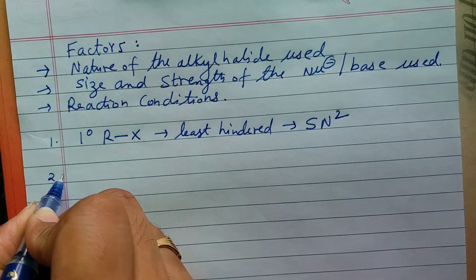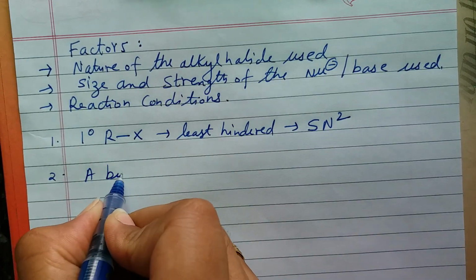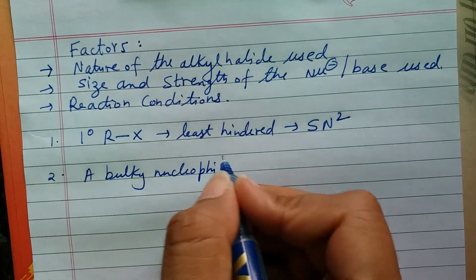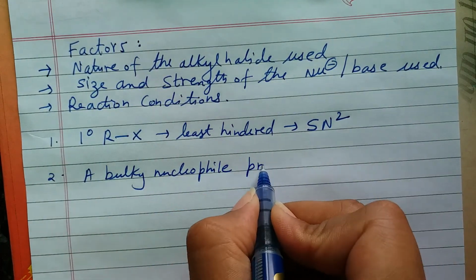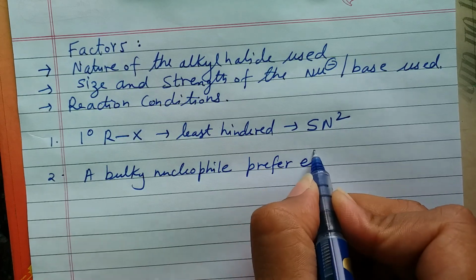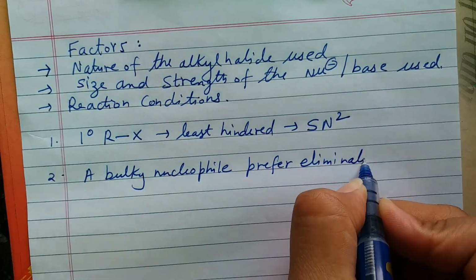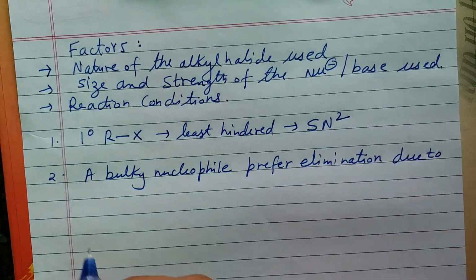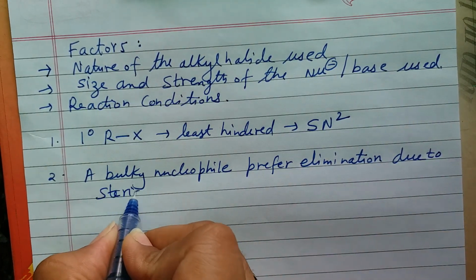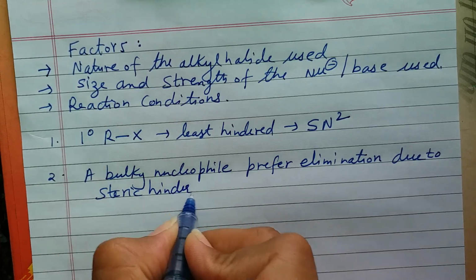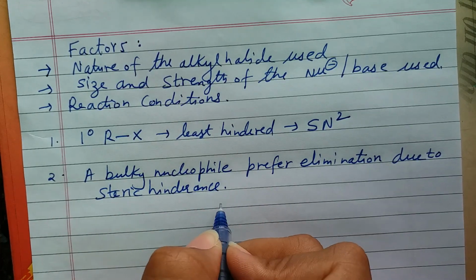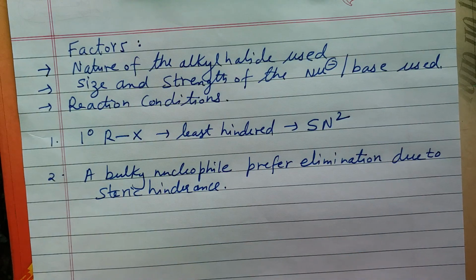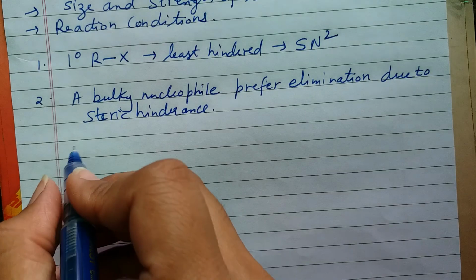Let's take up another example. A bulky nucleophile prefers elimination, and that's due to steric hindrance. A bulky nucleophile prefers elimination due to steric hindrance. Let me give you an example to explain this.